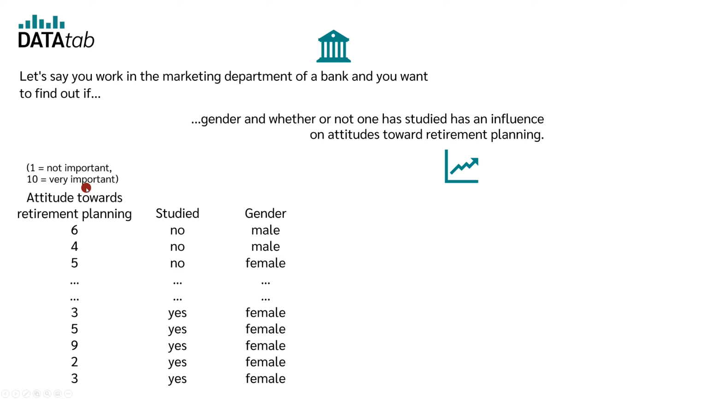After all, is attitude toward retirement planning really a metric variable? Let's just assume that attitude toward retirement planning was measured using a Likert scale, and thus we consider the resulting variable to be metric. This example consists of only 20 cases, which is of course not a lot, so we have a very low test power, but as an example it should be fine.